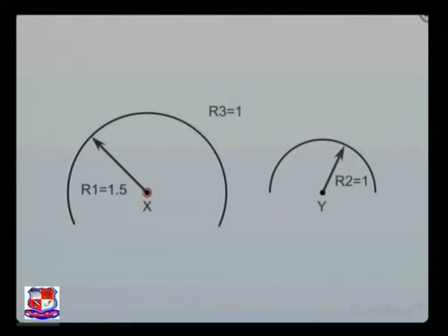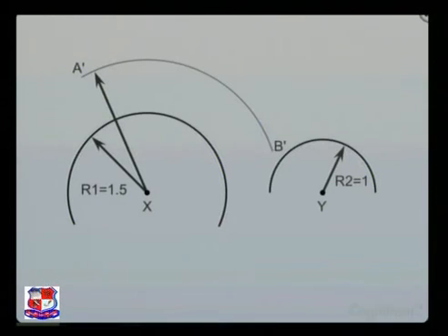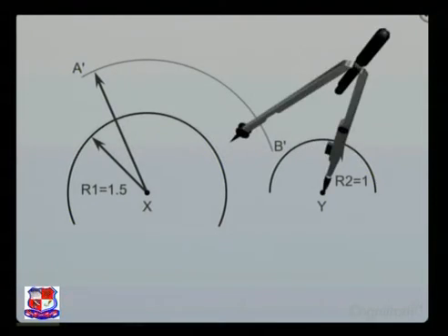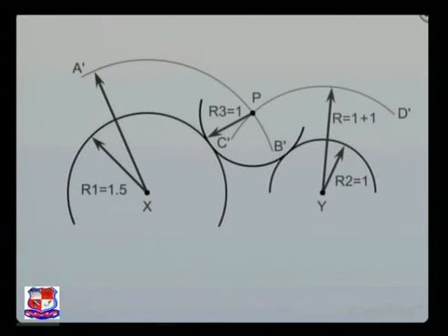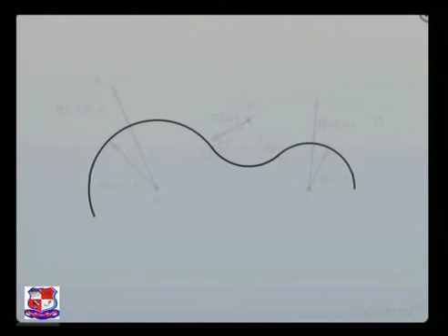Take x as center and radius equal to r1 plus r3. Draw an arc a dash b dash. Similarly, take y as a center. Draw an arc c dash d dash with radius equal to r2 plus r3. The arcs a dash b dash and c dash d dash intersect at point P. With point P as center and radius r3, we will draw an arc which will be tangent to the given arcs at points M and N respectively. Let's now erase the unwanted curve segment. And here we go. We have just drawn a tangent arc to given arcs.